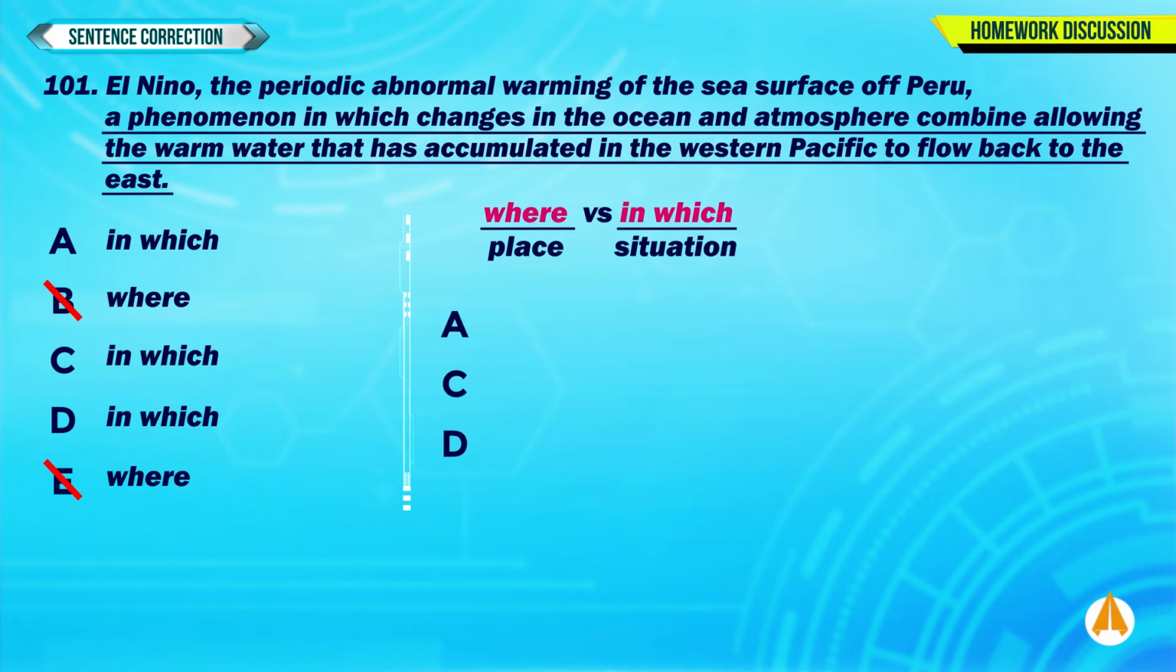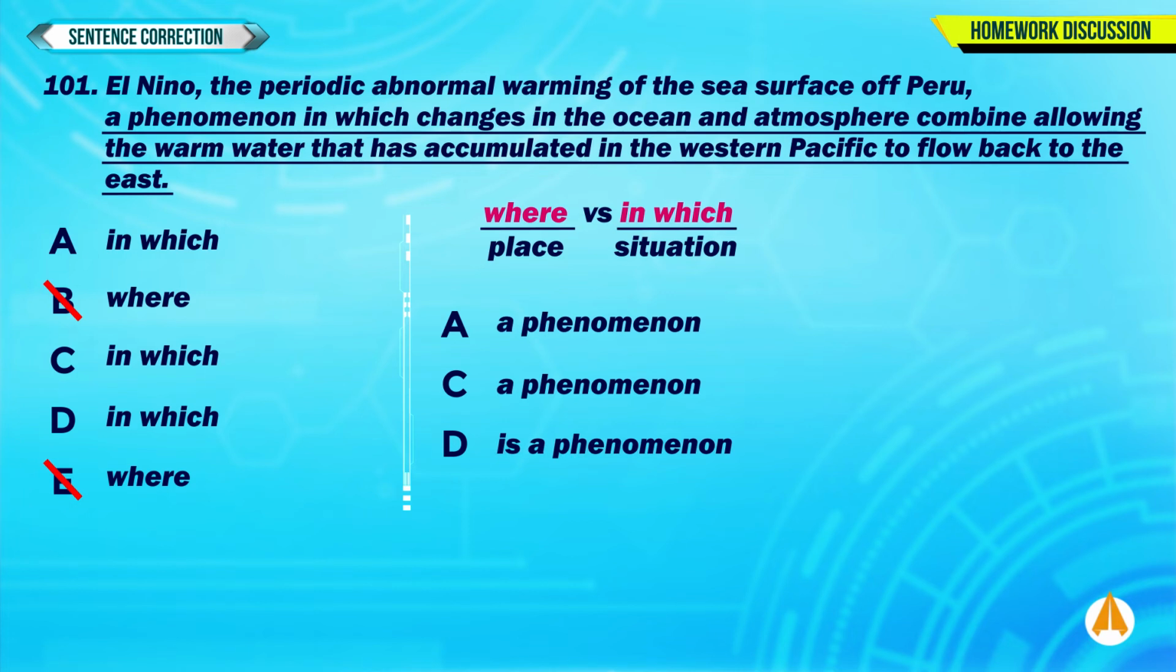If you look at here, it says El Nino, comma, the periodic abnormal warming of sea surface of Peru, comma, a phenomenon. Now, if you give a closer look to the answer choices A, C, and D, in answer choice A, we simply got "a phenomena." In answer choice C also, we got "a phenomenon." Whereas in answer choice D, we are using "is a phenomenon." Now here, what is it that we need to understand? Peru is not a phenomenon. El Nino is a phenomenon.